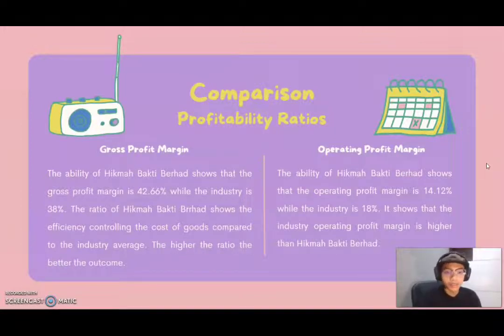So the next one, operating profit margin. The operating profit margin of Hikmah Bati Berhad is 14.12%, while the industry is 18%. It shows that the industry operating profit margin is higher than Hikmah Bati Berhad's.